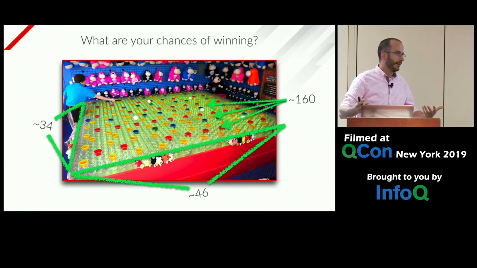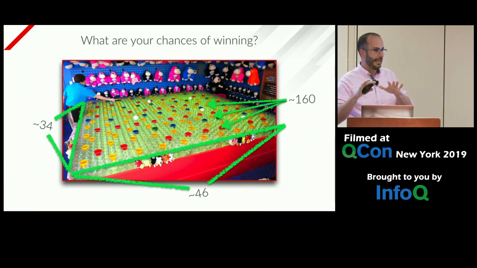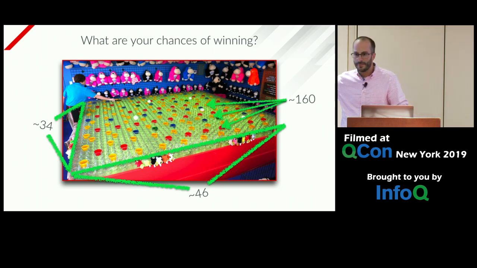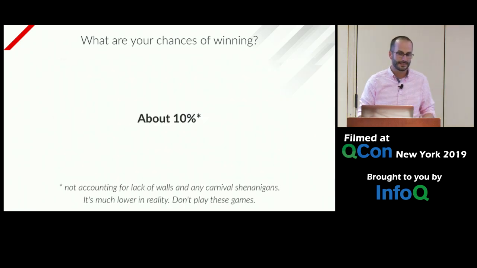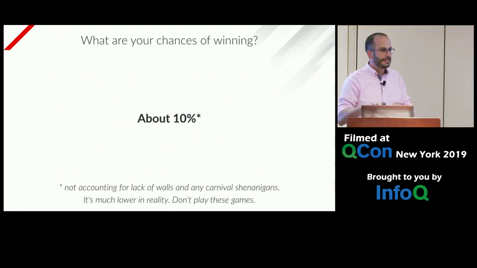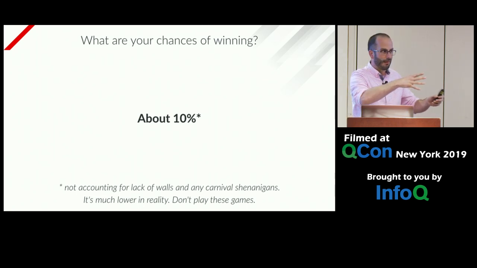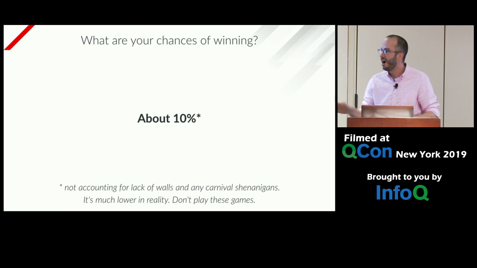Now the chances of winning. This is where this example breaks down, because carnival games are never this straightforward. But for the sake of example, we're going to count up all the winning cups, count up all the losing cups, and calculate a percentage, a chance of success. Now, in this example, this is calculated at 10%. In reality, obviously, it's much, much worse. There are no walls. There are shenanigans in play. Some of the winning cups might have springs that launch your ball out. I don't know. Don't play these games. They're awful.